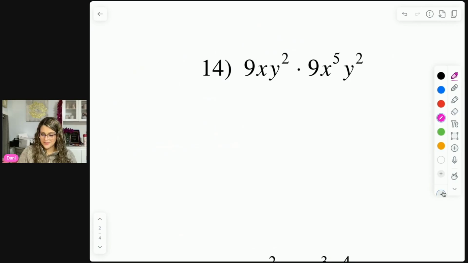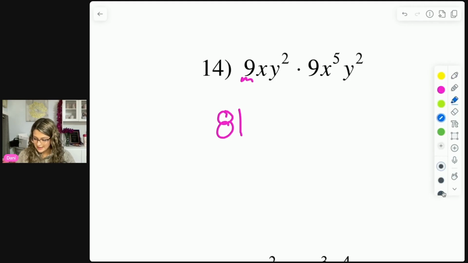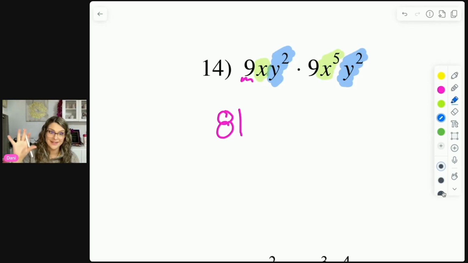All right, let's check out number 14. So let's do our real life numbers. We have our 9s. 9 times 9 is 81, or if you want to write that as 9 squared, also fun. And let's do some highlighting. So I'm going to make my X's in green. I'll make my Y's in blue. I definitely recommend this, especially when we get into tons of letters and you're like, what's happening? Like who's connected to who here?